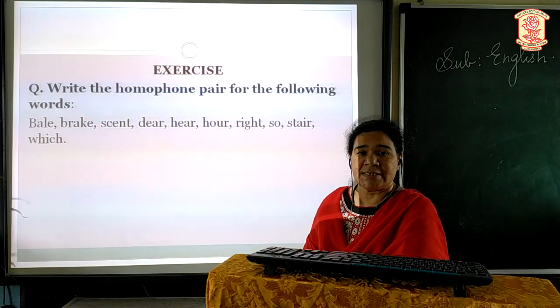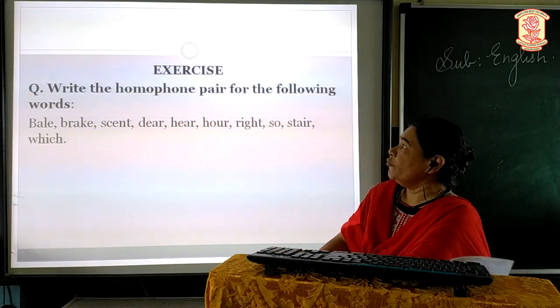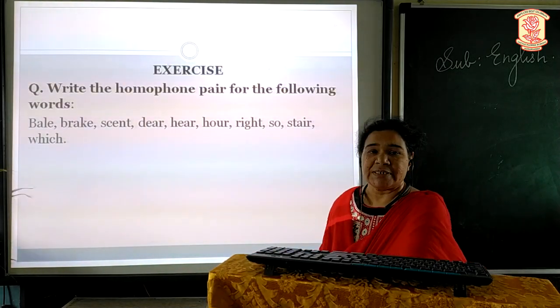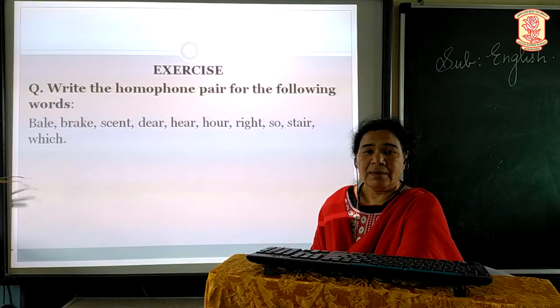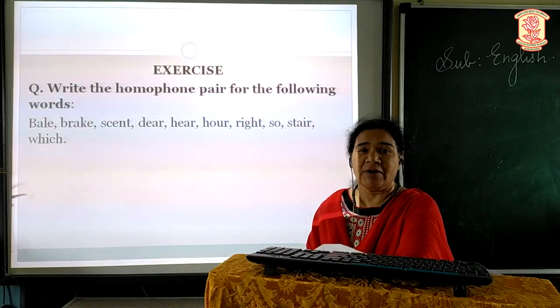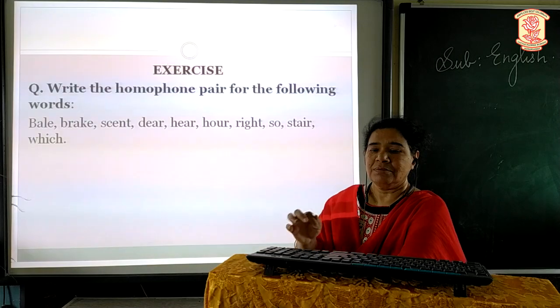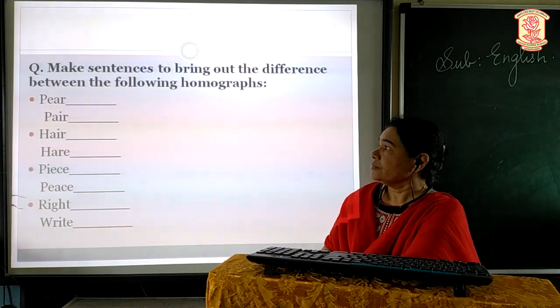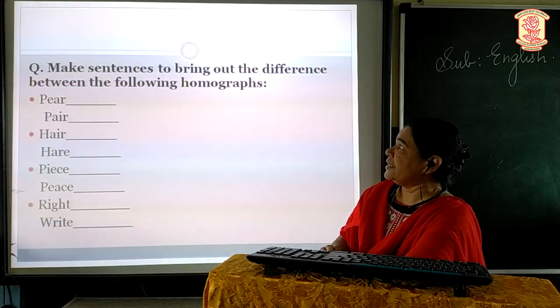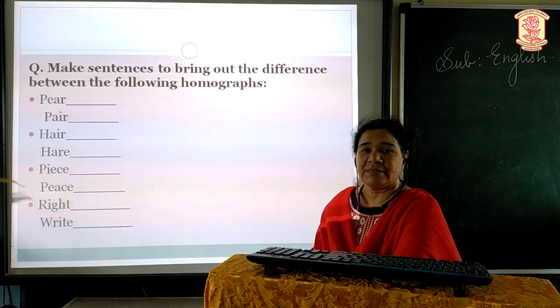Here is an exercise. Write the homophone pair for the following words. Please do this homework. I'll check it after the reopening of the school. Now here you have to make sentences of these homographs.